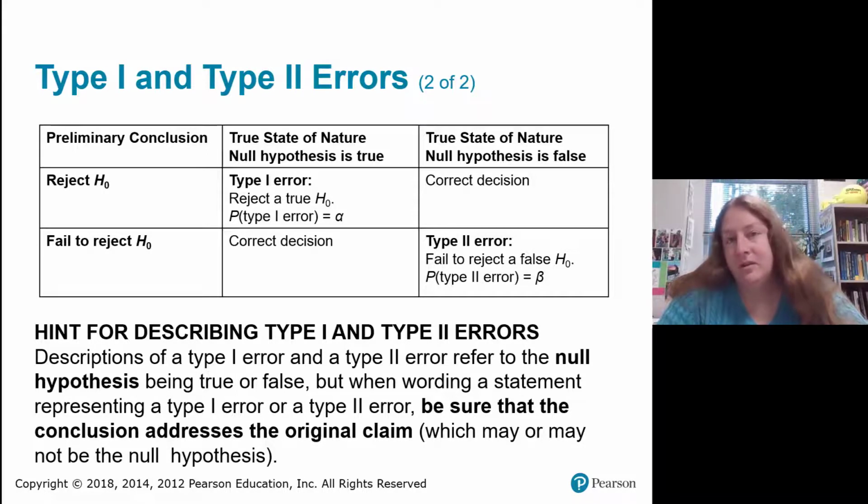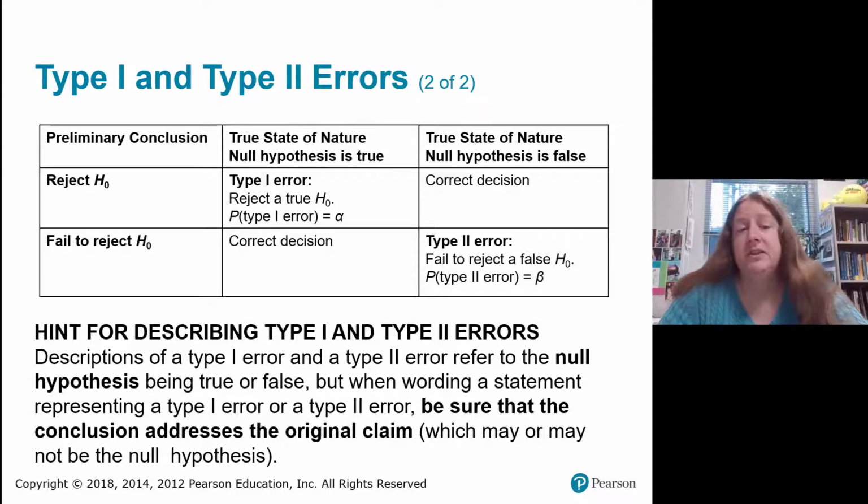So there's basically this table where there are 4 different possible outcomes. 2 of them we made the correct decision, 1 of them we have type 1 error occurring, and 1 of them we have type 2 error occurring. So this table is incredibly helpful to let you know which one's occurring.